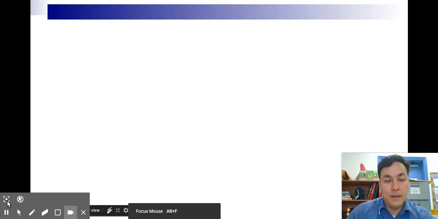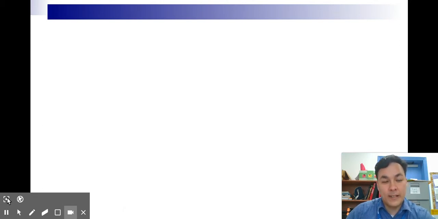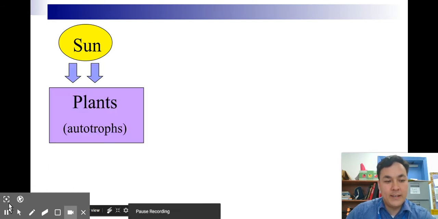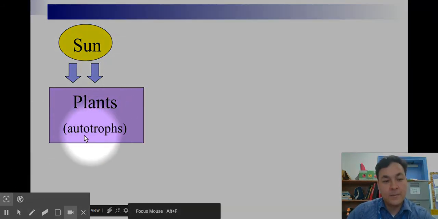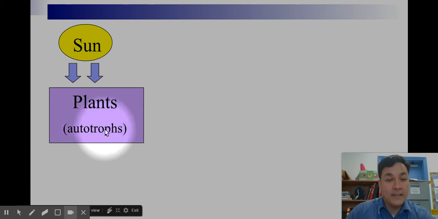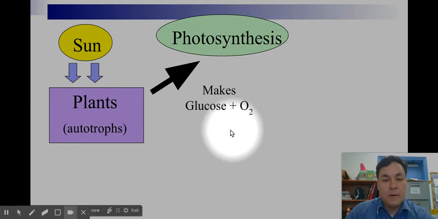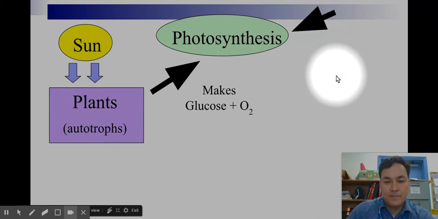Here is the one I made way back in 2004, and that I've used every single year of teaching. So the sun is going to shine down on plants or autotrophs. They're called autotrophs because they can make their own food. Wouldn't it be cool to be a plant? Plants make their own food in a process called photosynthesis. Photo means light and synthesis means to make. And what it's going to make is glucose and oxygen. Yummy. And oh yes, we love to breathe oxygen.